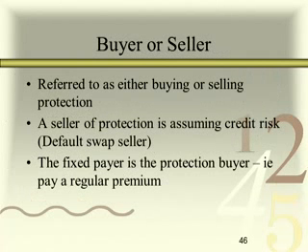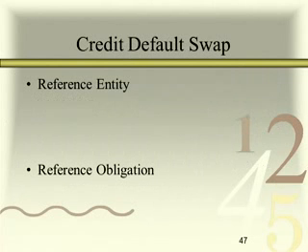It's referred to as either buying or selling protection when you're talking about swaps. A seller of protection is assuming the credit risk, so they're called a default swap seller. The fixed payer, the person that's paying the premium, is the protection buyer. And the two things that you have involved are the reference entity, that's the one you're being protected against, or you've made a loan to, and the other one is the obligation, that's the amount. How much are you protecting?